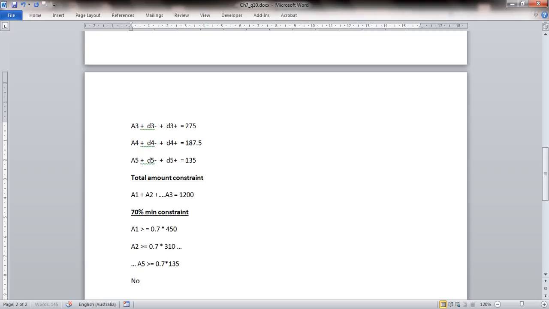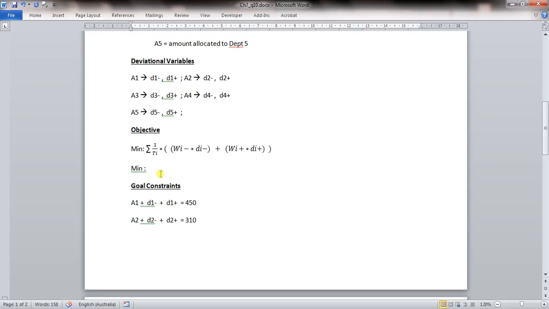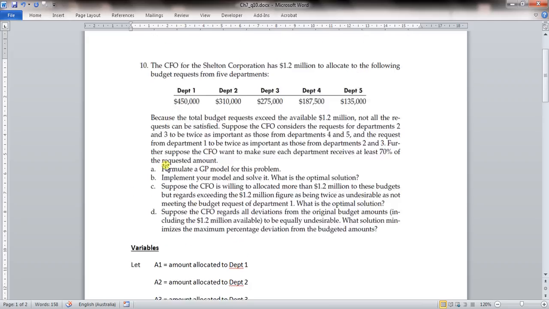And the non-negativity constraint is that all these Ai and Di, they are all positive numbers and greater than or equal to 0. Ai, Di minus, Di plus are all greater than or equal to 0. We model the same in our Excel sheets.